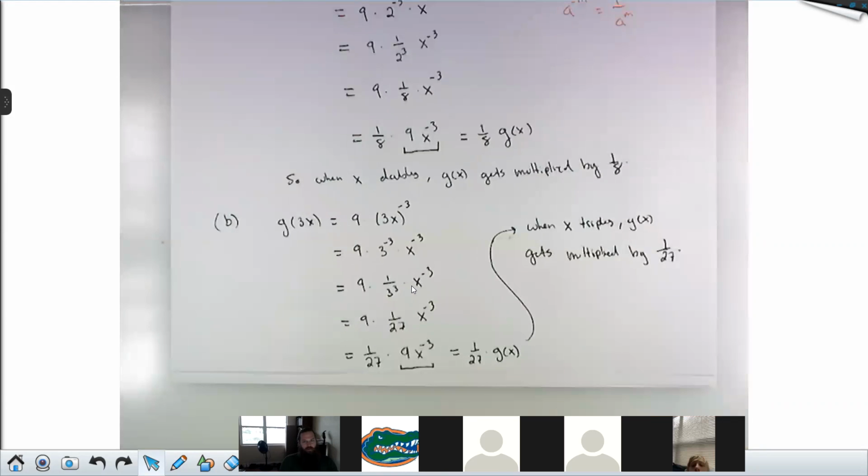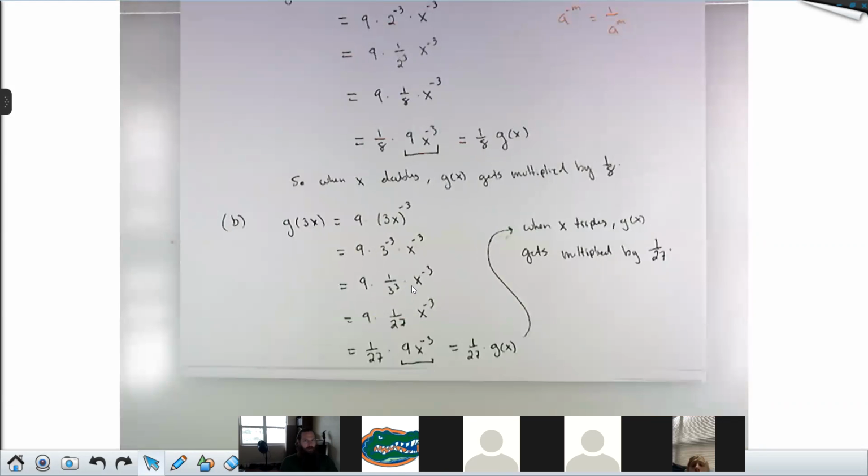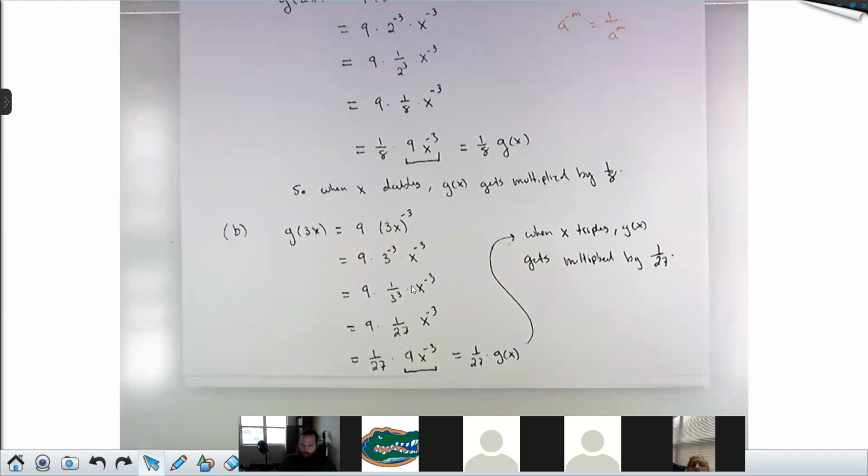This will be on the test. There will be a problem on the test where you either are given or have to come up with a power function. And then I ask you, if I double the input, what happens to the output? Or if I triple the input, what happens to the output? Something like that.